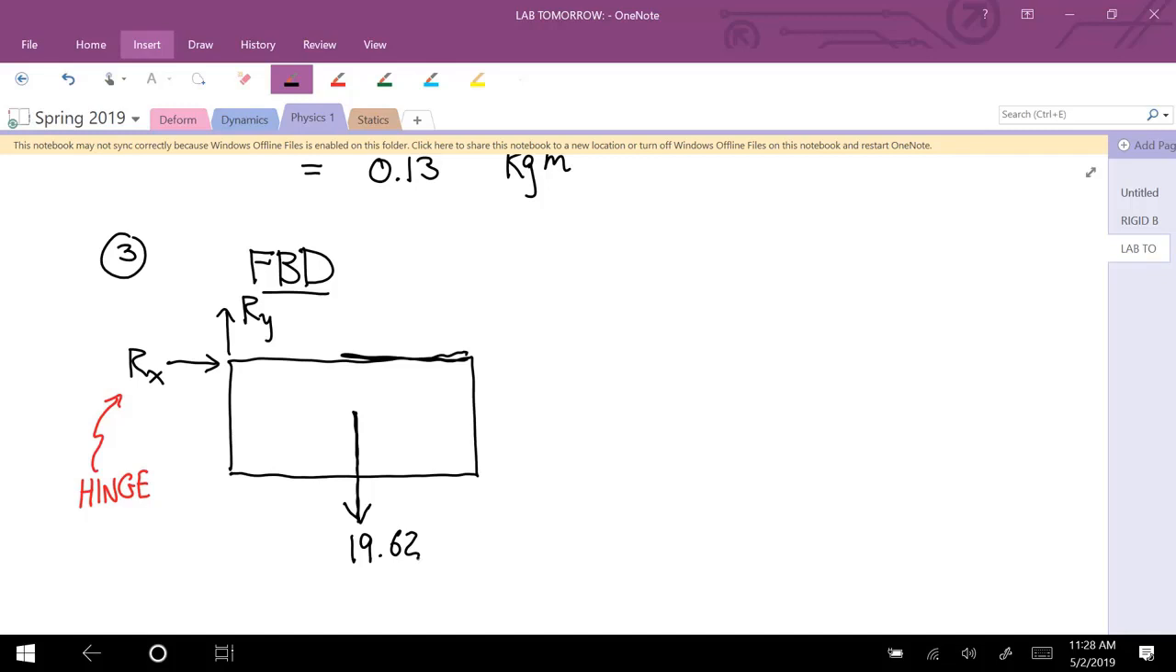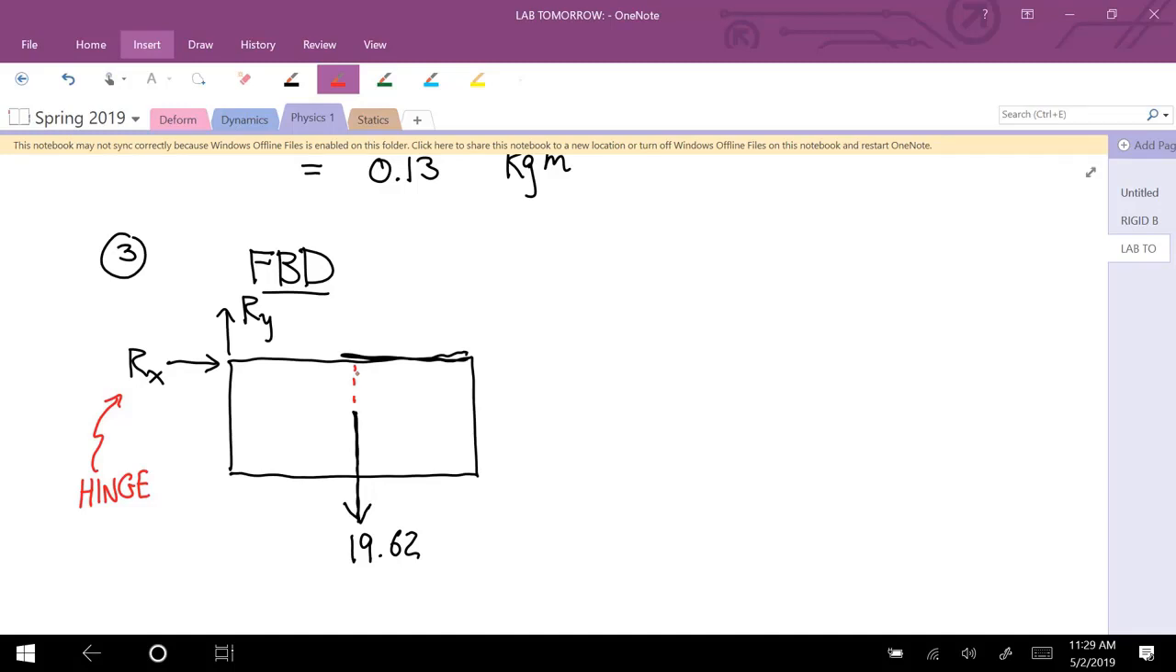Now there are a couple of ways. The next step is to calculate the moments, and there are a couple of ways to do that. One way is to move this force along its line of action until the force is perpendicular to the r vector. In this case, that means moving the weight up to here. Then the r vector is horizontal and the force is vertical.